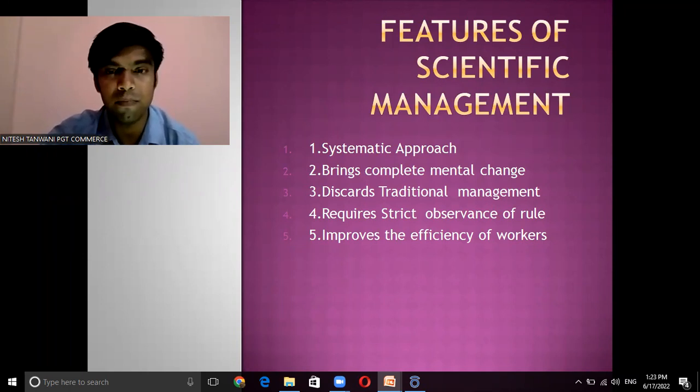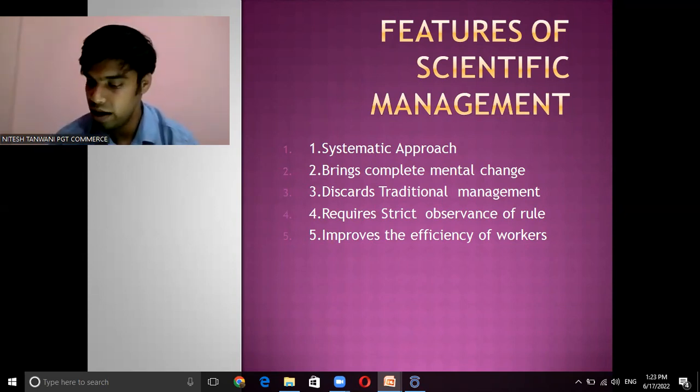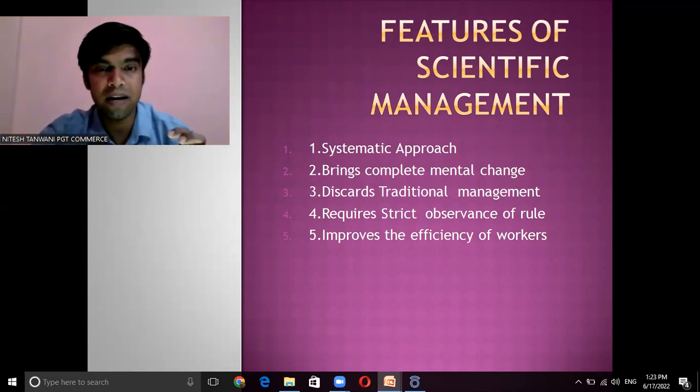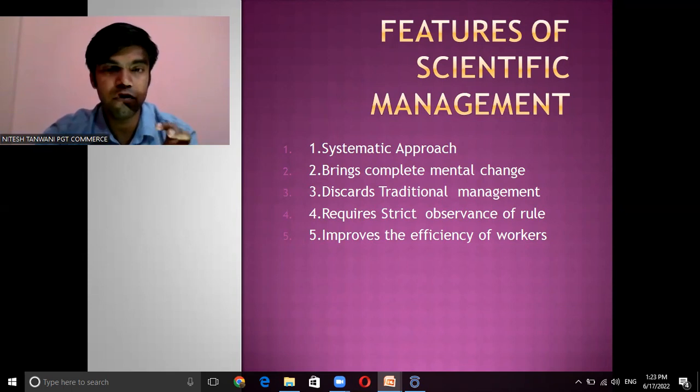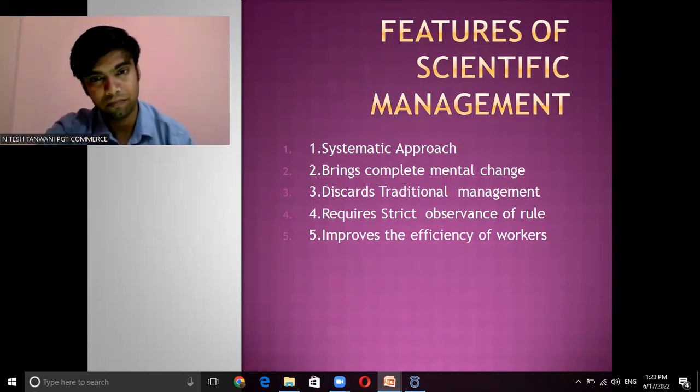Second point, it brings complete mental change. It provides mental change, because it is based on experimentation and observation. It provides the complete output that will be required. Third point, it discards traditional management. It does not support the traditional way of working, so it discards traditional management.